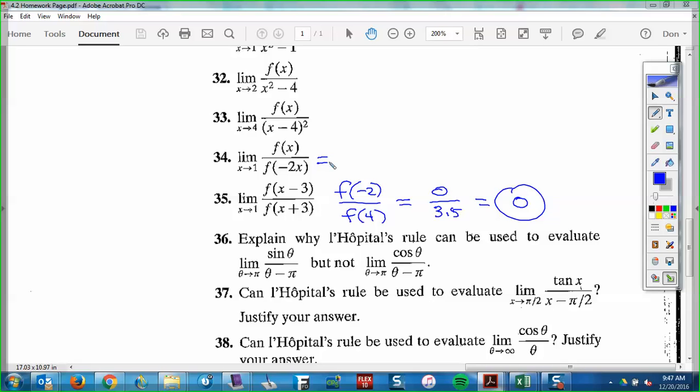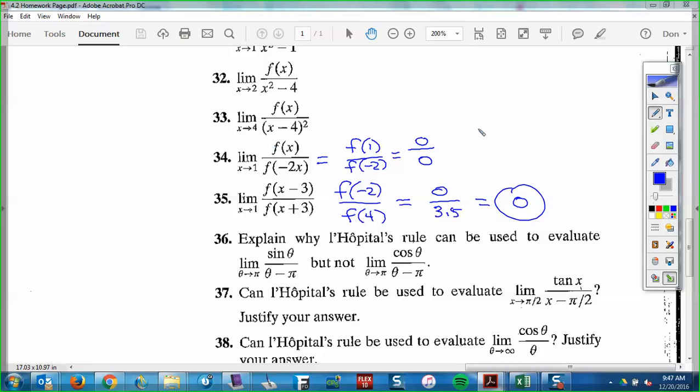For example, 34. If you plug a 1 in here, you get f of 1 over f of negative 2. Now what's f of 1? 0. What's f of negative 2? 0. Aha. This is the one where we say, we've got to keep going. This is indeterminate. So one of the ways we can keep going is L'Hopital's rule. Right? We had the factoring, we had all that stuff. None of that really works in this scenario.